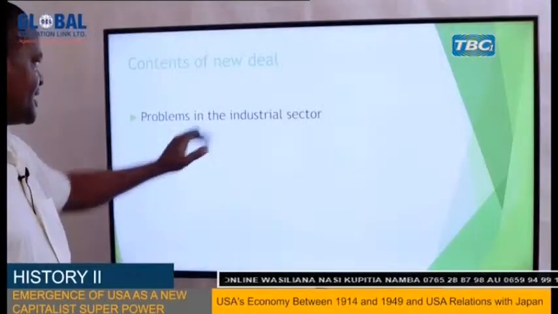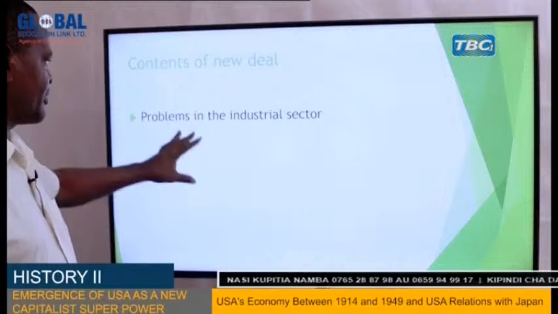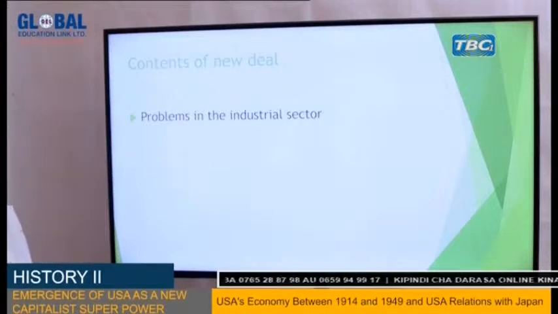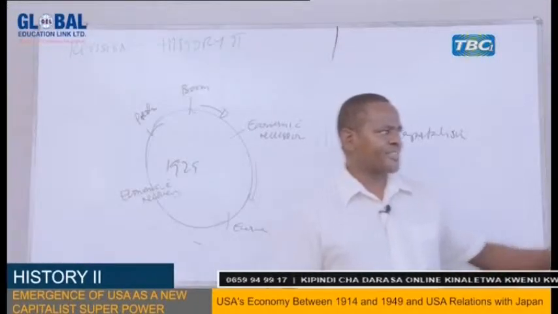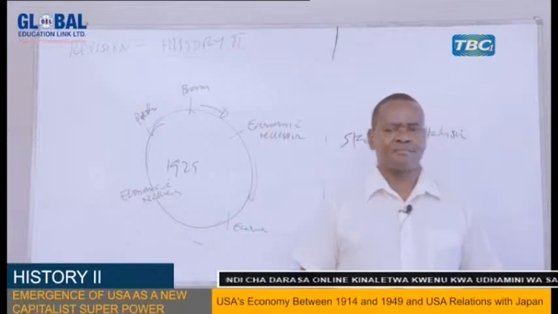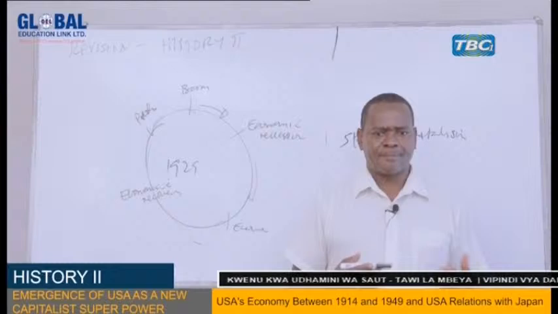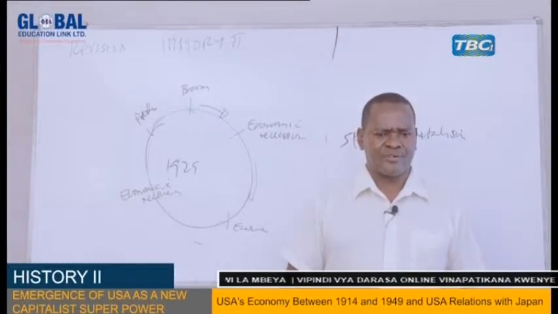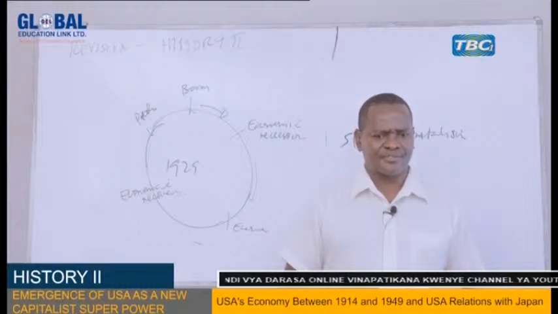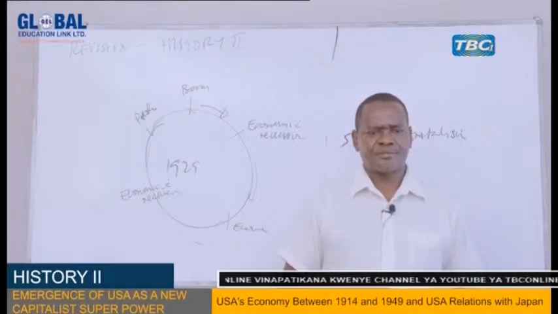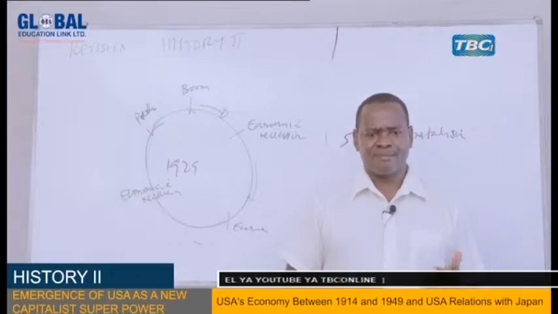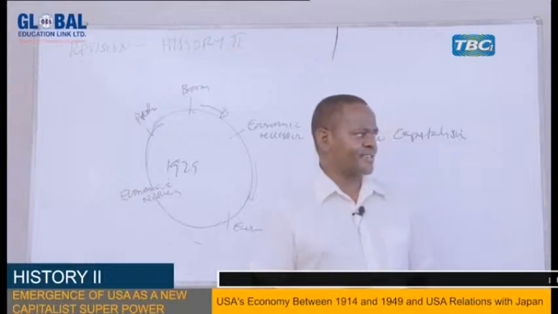This is the problem in the industrial sector, and this is the way they tried to solve those problems. They even established what was called the Labor Relations Board, which was established to regulate the problems between the workers and the capitalists, the owners of the industries, because these people always used to quarrel, and whenever they went to the civil court, it was the workers who were defeated. So they formed a labor relations board which would regulate the problems between the employers and employees.